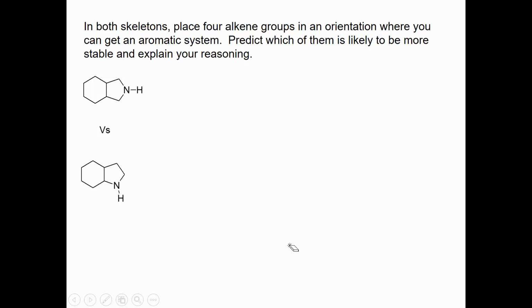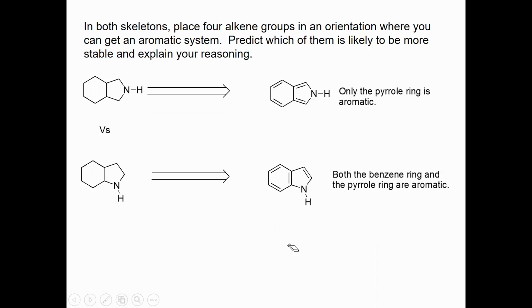All right, in this problem, we're going to place the double bonds in the system so as to get a fully aromatic compound, and we're going to predict which compound is likely to be more stable. So in the top one, we get the product that you see here. This ring system is known as isoindole, and this ring system here is known as the indole ring system.